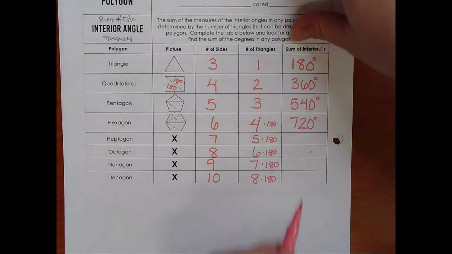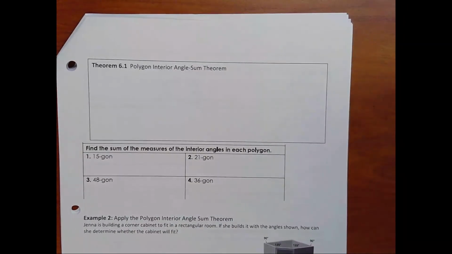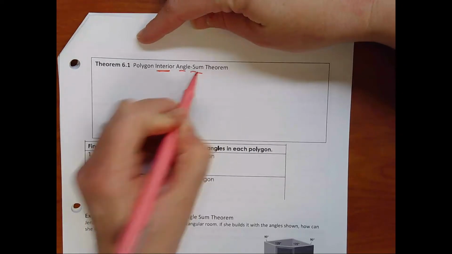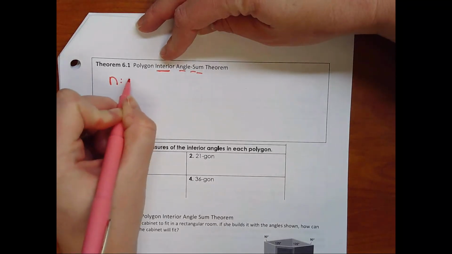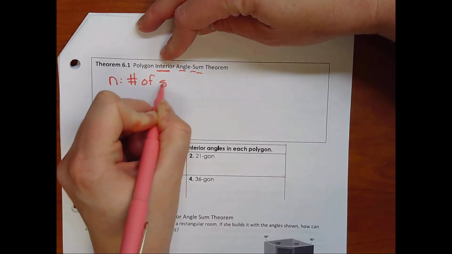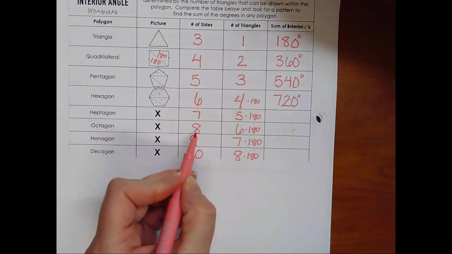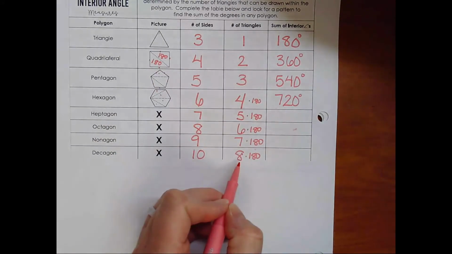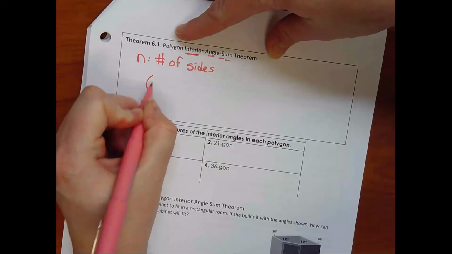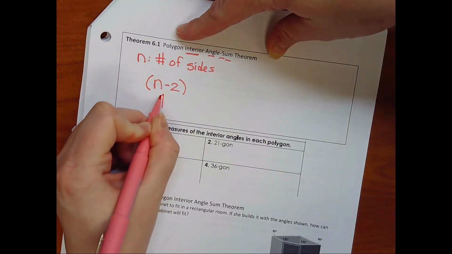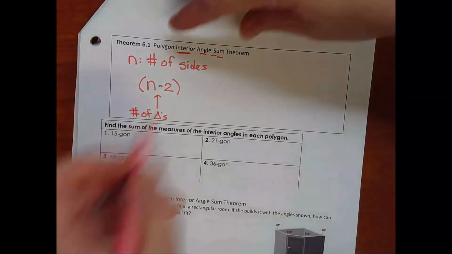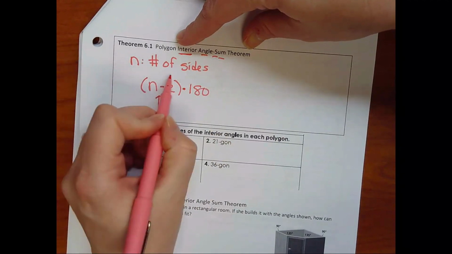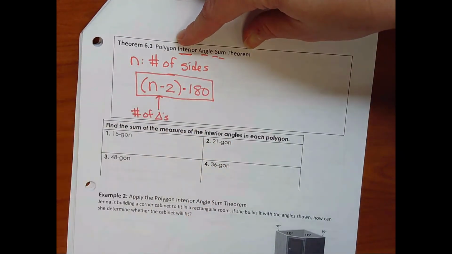So thinking about this, here's your little formula for today. To figure out the interior angle sum of any polygon, you're going to take n, which stands for the number of sides, and we have to figure out how many triangles it has. So what we noticed is if we took the number of sides and subtracted 2, that gave us the number of triangles. So we're going to take n minus 2. This right here tells us the number of triangles, and all of the triangles add up to 180, so then you times by 180. So this is the formula today that you will be using to find the sum.